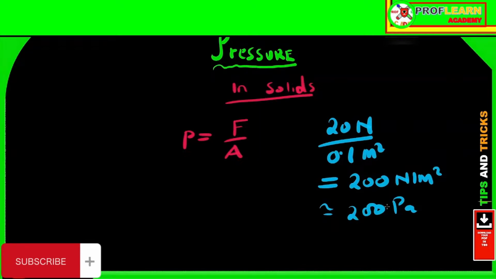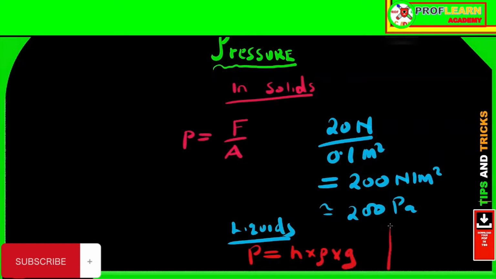So you also need to understand how surface area and force affect pressure in solids. The next area we're going to look at is pressure in liquids. For liquids you're going to use a different formula, and you're going to see in the next section that pressure in liquids depends on 3 factors: the height of the liquid column, the density, and the gravitational field strength.